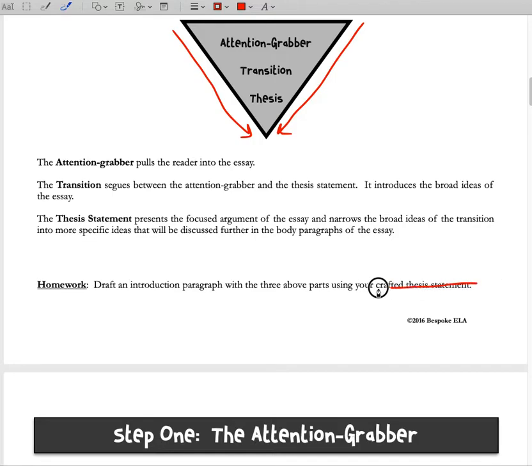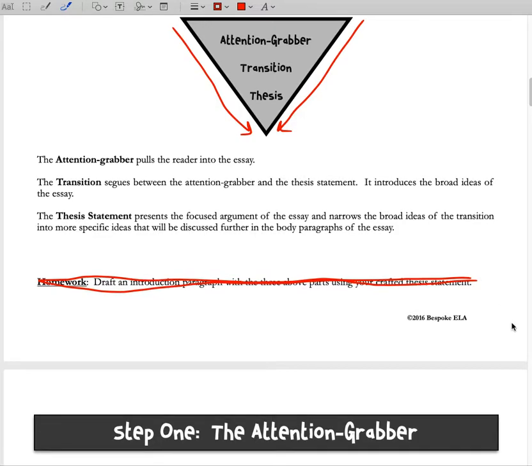I don't need you to worry about this homework because you are already working on your intros. You've got the graphic organizer you can use. If you want me to take a look at your introduction, I'm more than happy to, but it's not necessary for you to do that, okay?